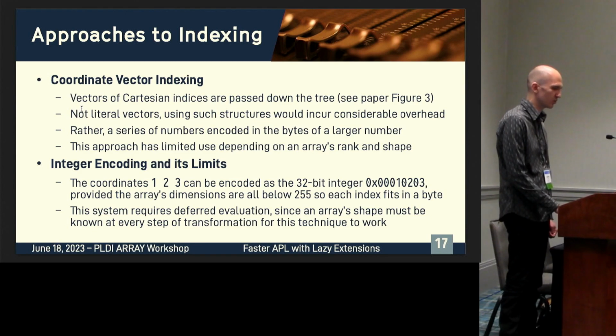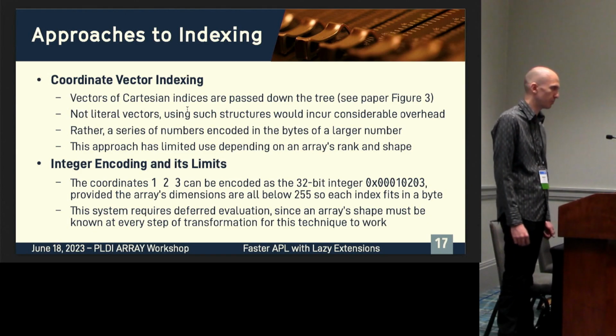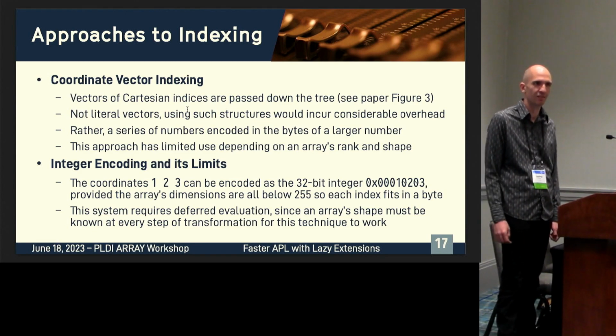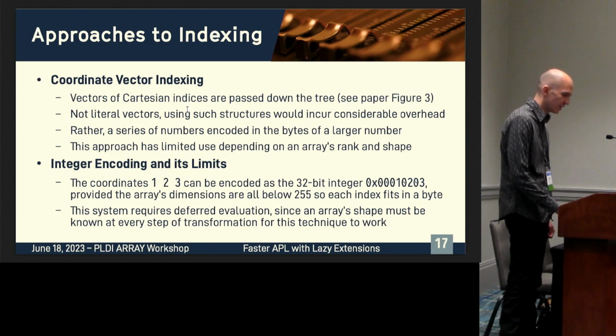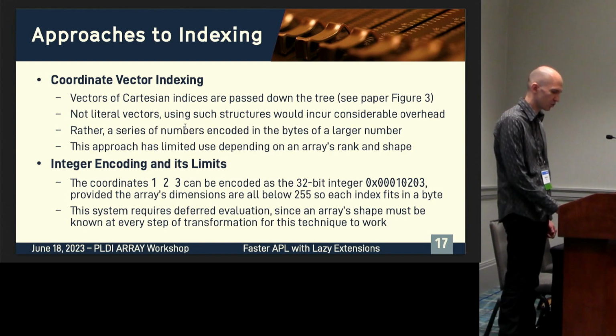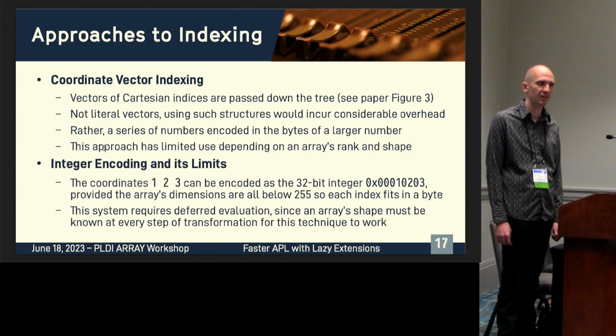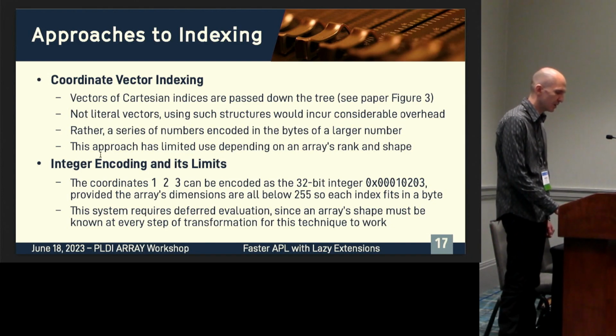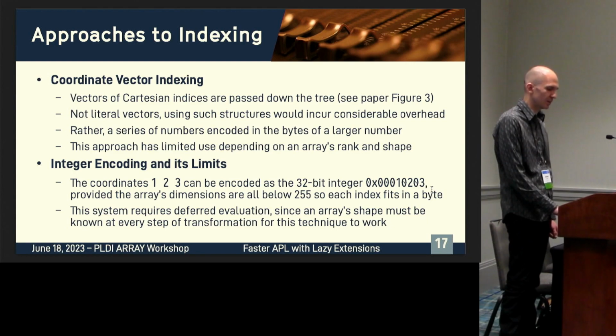So you're not going to use a literal vector of these indices because that structure has overhead to deal with. Instead, the way I do it is to encode the series of subscripts within a larger integer. And this approach, of course, is limited depending on the rank and shape of your array. For example, the coordinates 1, 2, 3 can be encoded in this 32-bit integer as this number. See, it's got the 1, 2, and 3 encoded in its bytes.